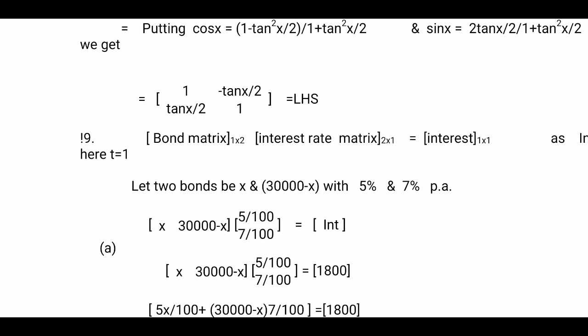Now there is question 19 from your textbook of this exercise. You have two types of bonds with different interest rates invested. Let us say the bonds are X and 30,000 minus X, with 5% and 7% per annum respectively. Now we know that interest is equal to PRT. Here T is time, that is 1 year. So interest is equal to P into R.